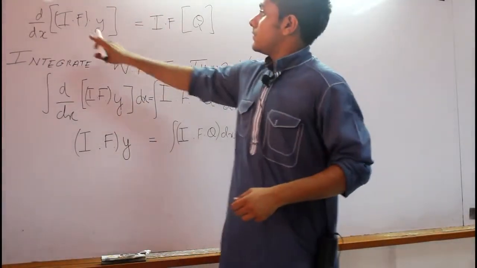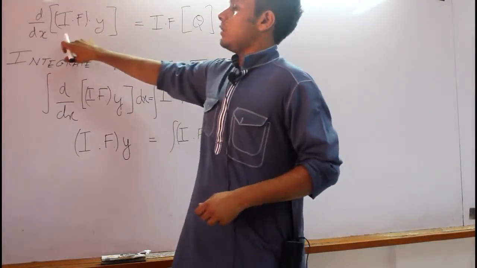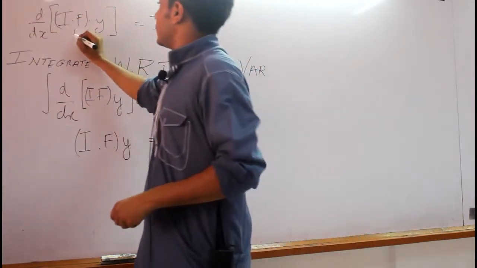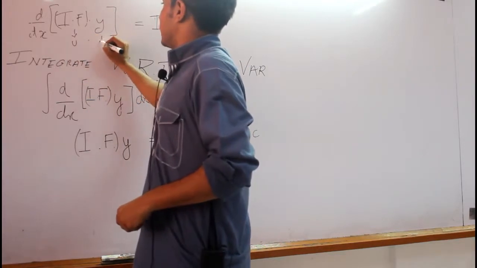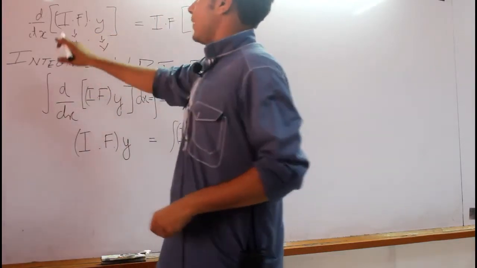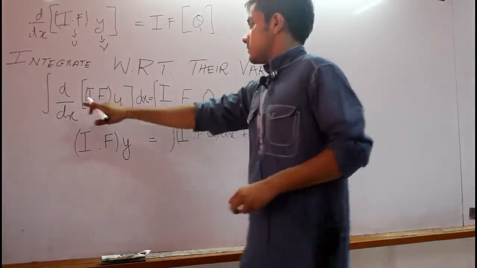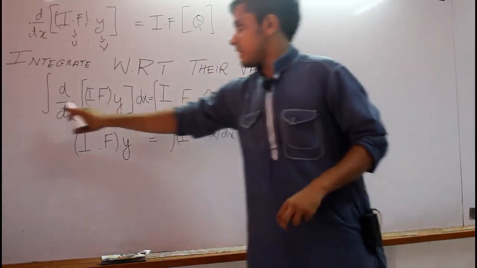As we have seen, this is the u dot v form. As we solve this, when we derivate this it turns out to be the product of u dot v. This is u and this is v. Now we have to integrate this whole equation with respect to their variables. You can see the integration signs over here.